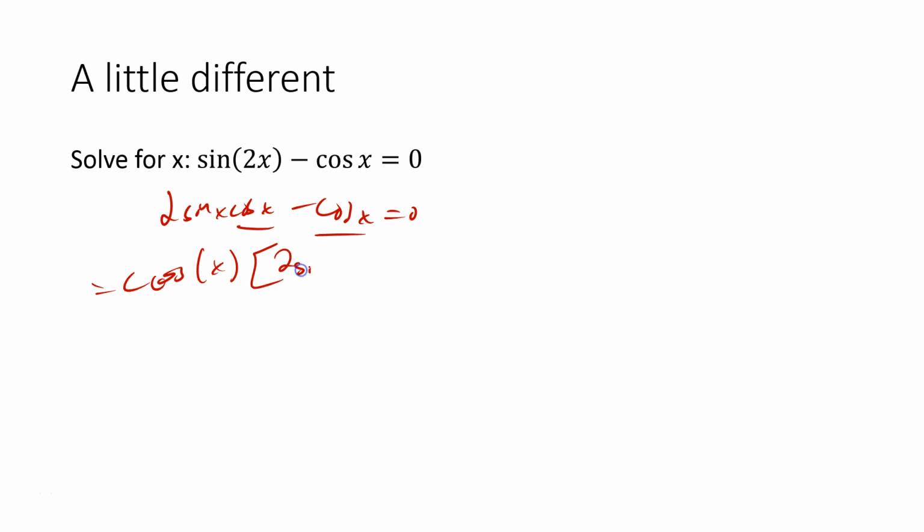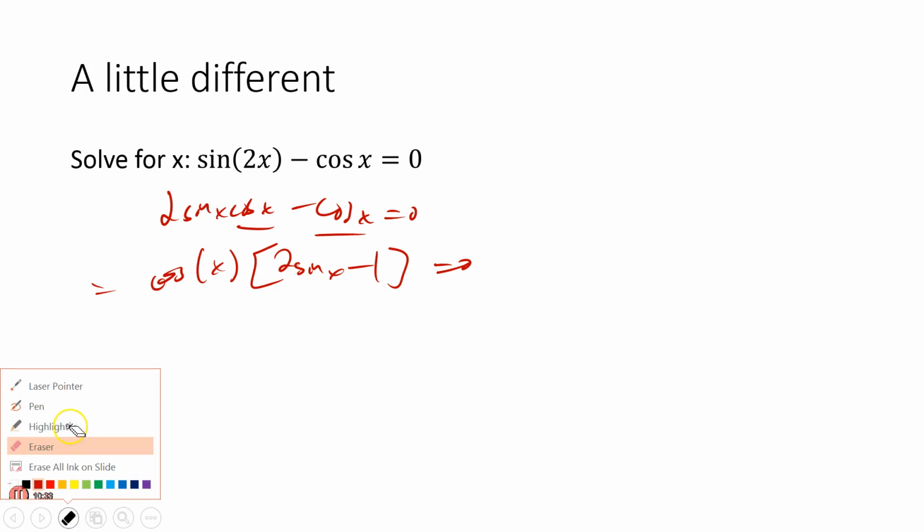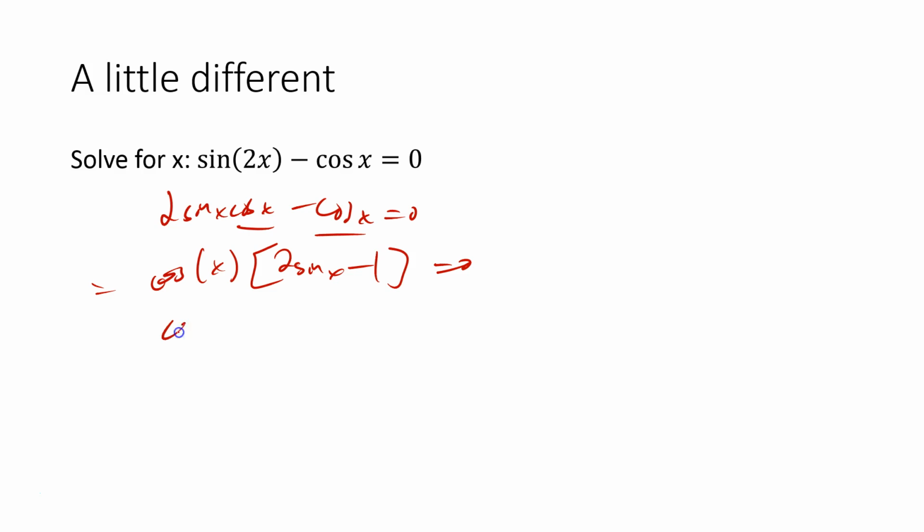We're left with 2 sine x minus 1 equals 0. Cool. Okay, so cosine x could be 0. Let's get rid of the 1. So cosine could be 0. That happens at the top and bottom of the circle.